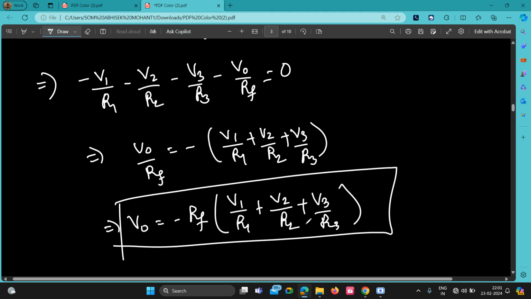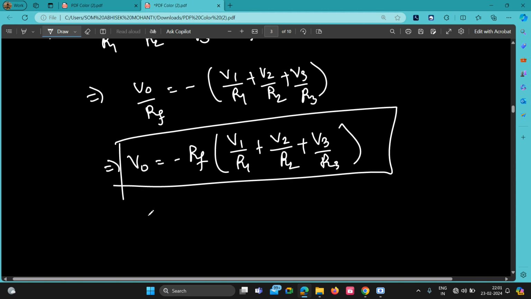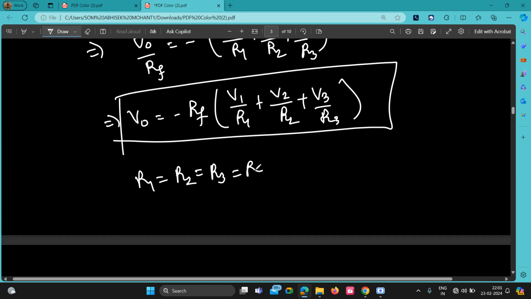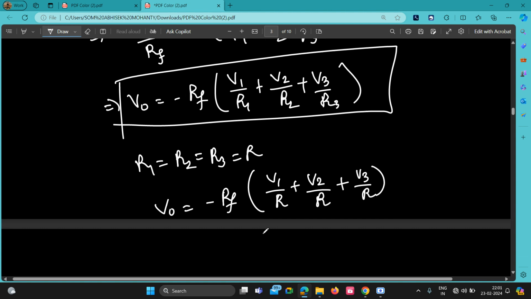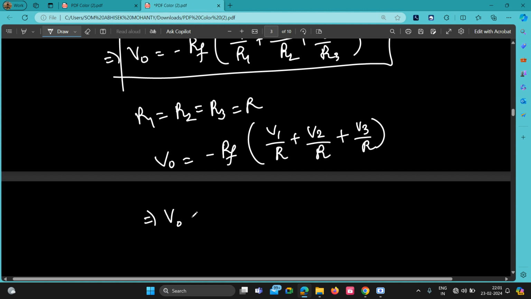And if we suppose R1 is equal to R2 is equal to R3, I'll just put everything equal to R, suppose. So V naught will be minus Rf times V1 by R plus V2 by R plus V3 by R. So I will take R as common. So that will be V naught is equal to minus Rf by R times V1 plus V2 plus V3. Okay, this is the formula.